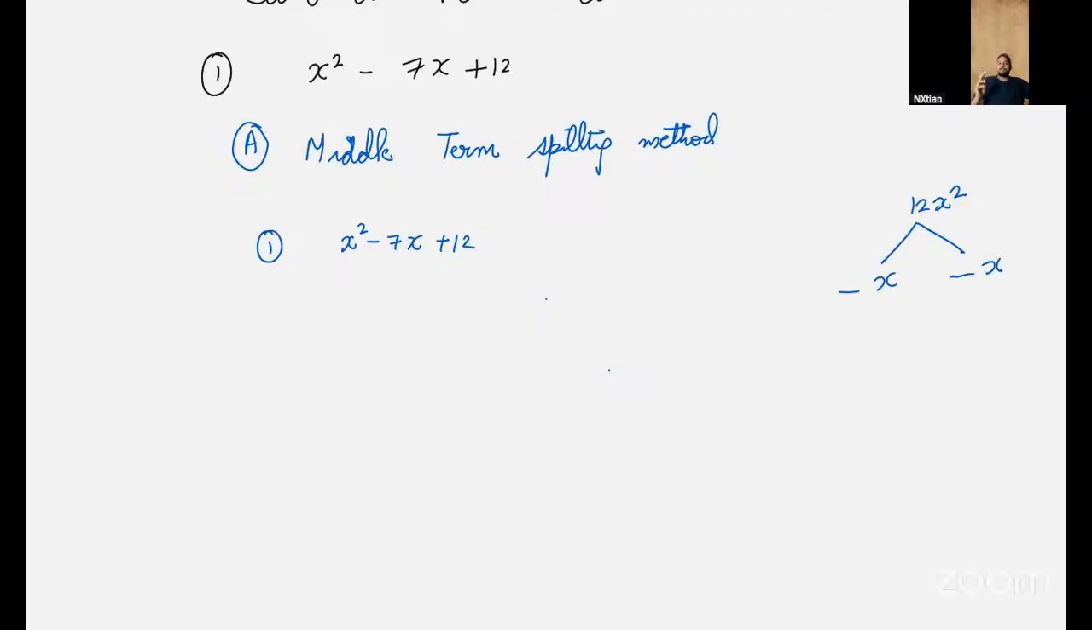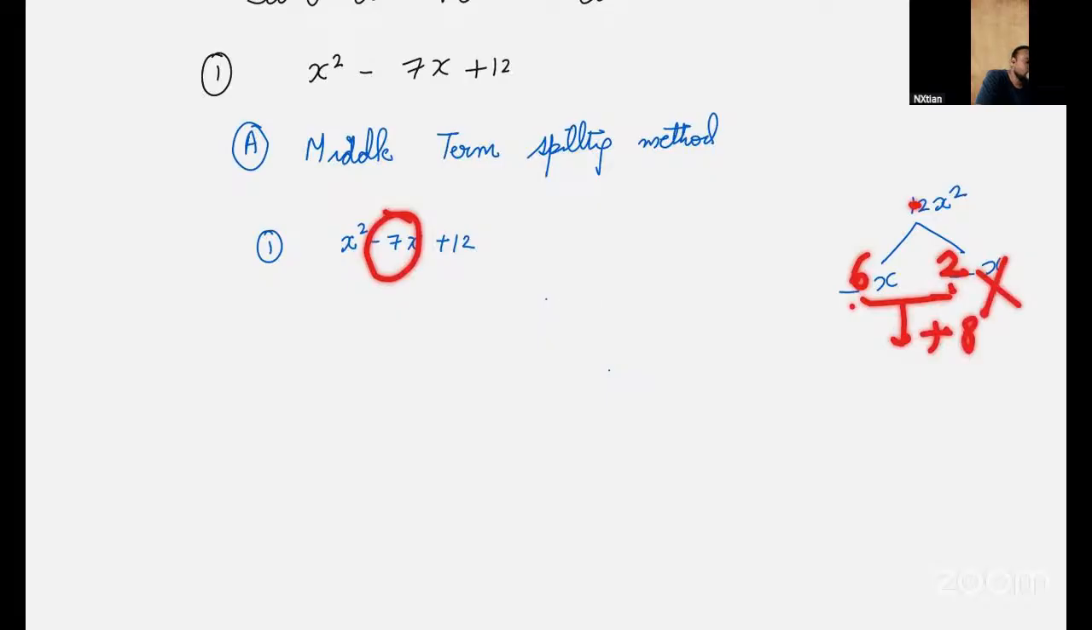Two numbers, when you multiply them, you get 12. 6 and... 6 and 6? No, 6 and 6, when you multiply, what will you get? 6 6s are 36. But you need the answer 12. You can take 6 and 2. 6 twos are 12. But when you add it, you get +8. You need the answer -7. So this won't be the factor.